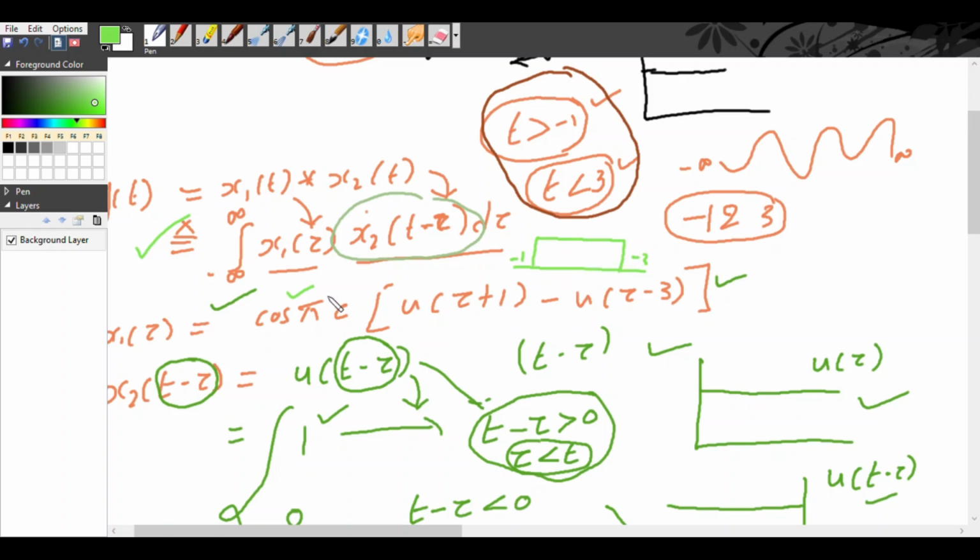So this one I am taking multiplication with the cos signal. So the cos signal will be restricted between minus 1 to 3.